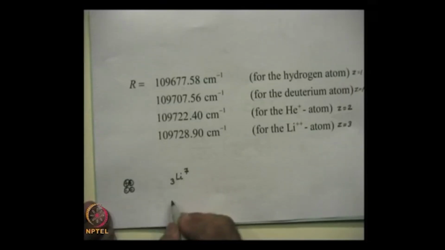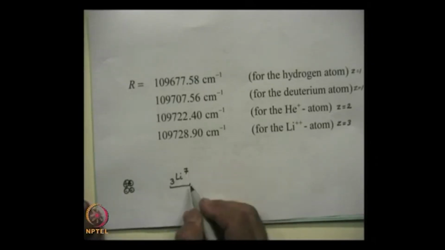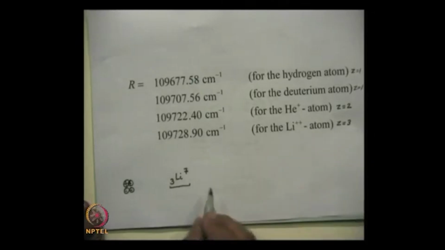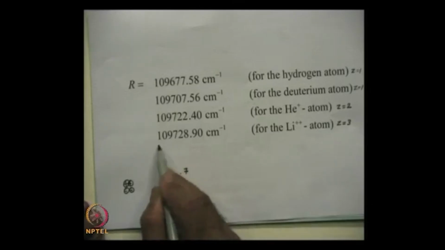This is one of the isotopes of lithium. It has 3 protons, so the mass number is 7 and the atomic number is 3. For the neutral lithium atom, you will have 3 electrons. If you ionize 2 of them, you will obtain a single electron atom, but with Z equal to 3. But since the mass is much heavier now, the reduced mass is slightly larger, which results in a slightly different value of the Rydberg constant.